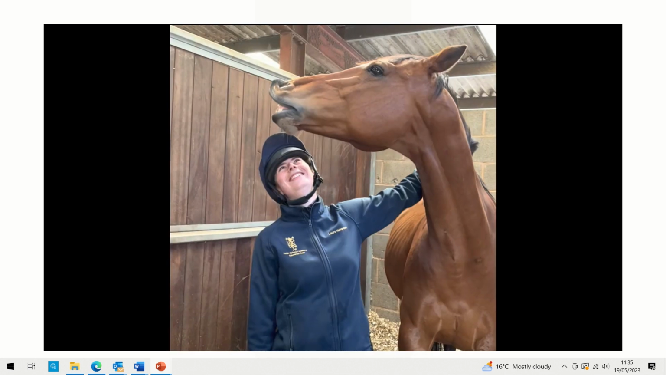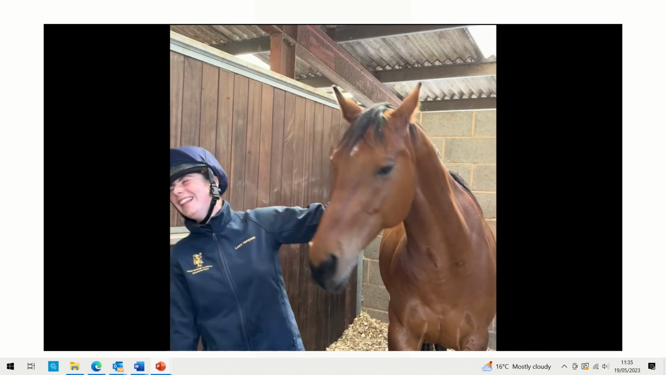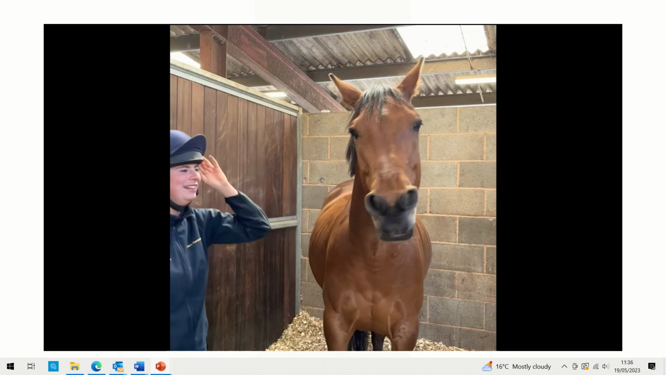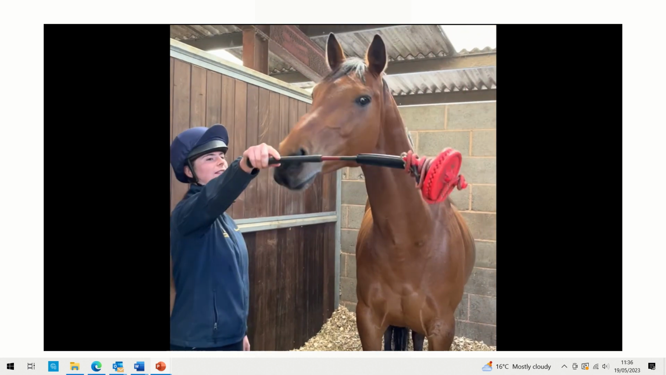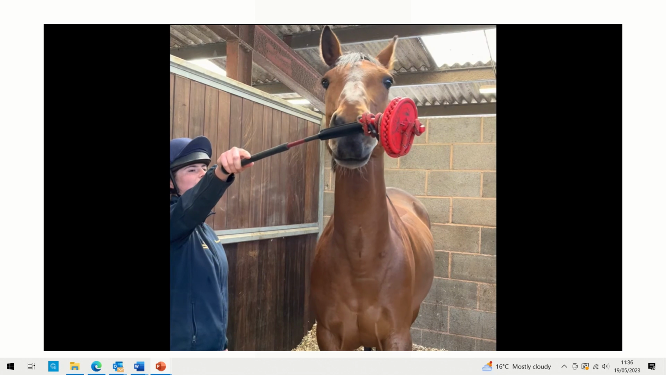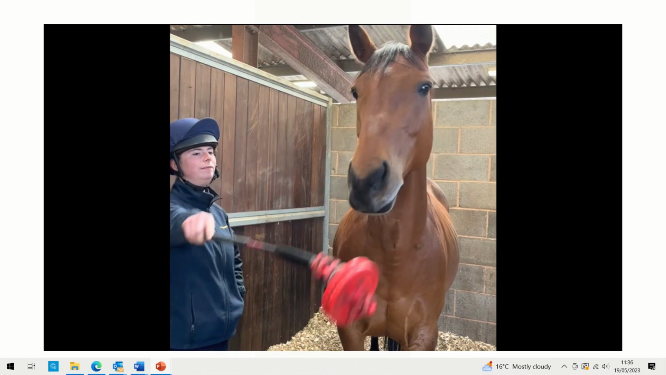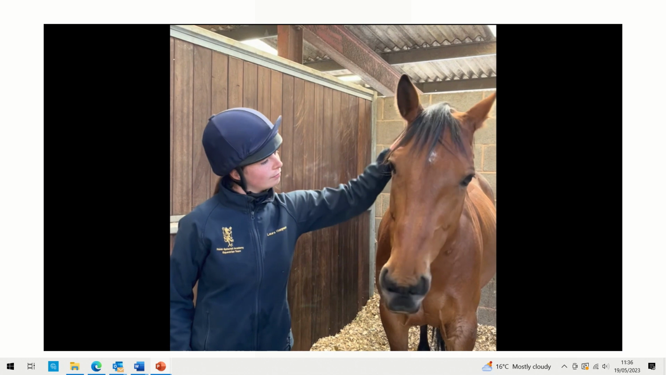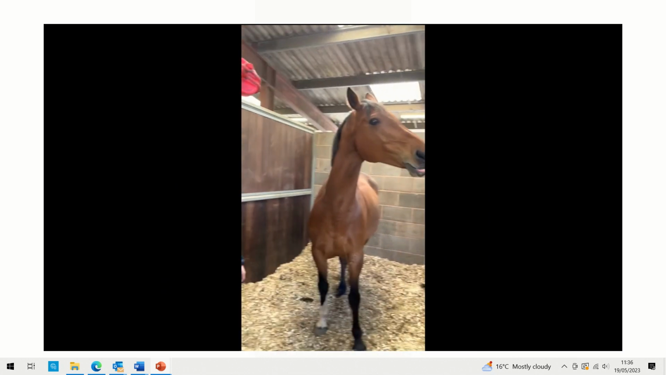This horse has quite a character, so again, when he displayed behaviour that wasn't particularly helpful or I didn't want, I ignored it until he gave me the behaviour that I wanted, and I marked it and rewarded it.